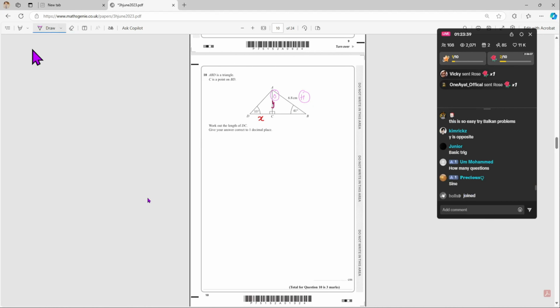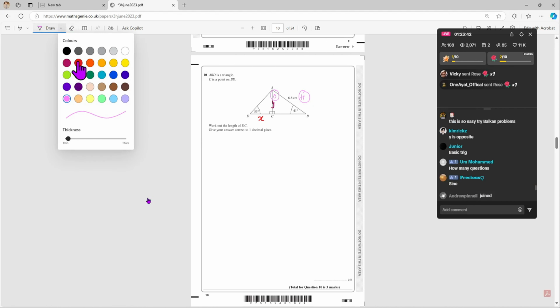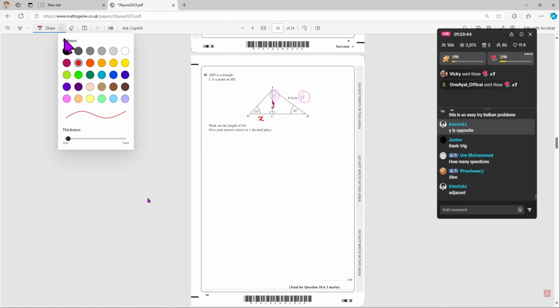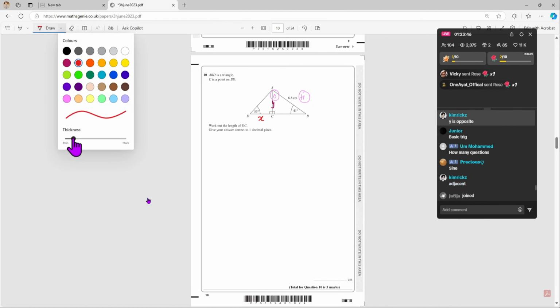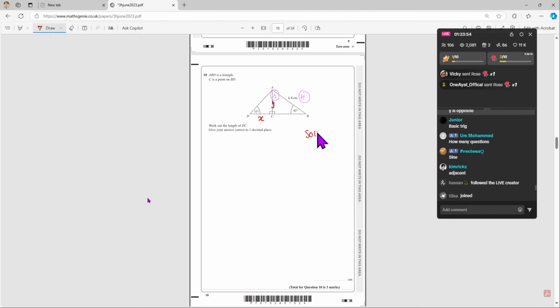Now, which ratio are we going to be using? We're going to be using the sine rule. If you do not remember which ratio to use, you can use the acronym SOHCAHTOA.